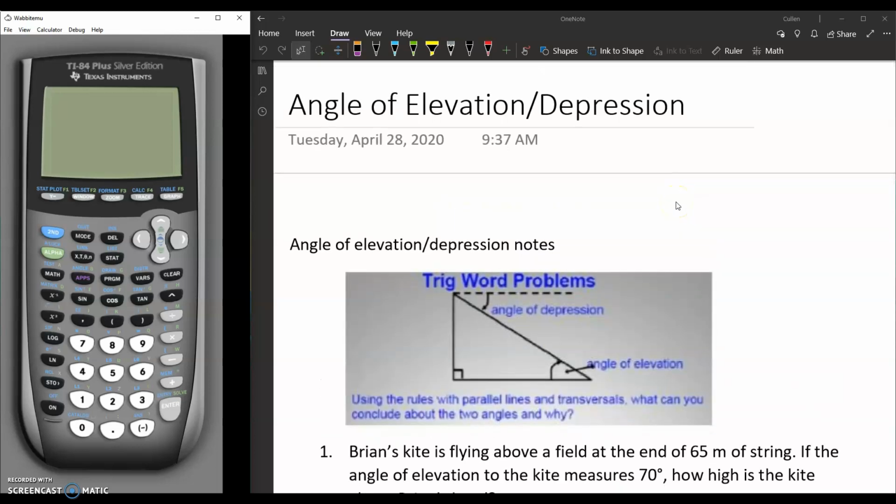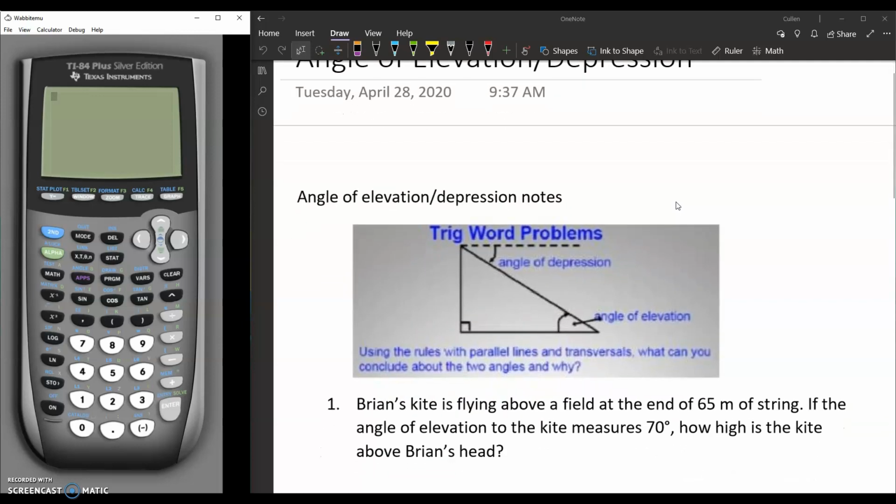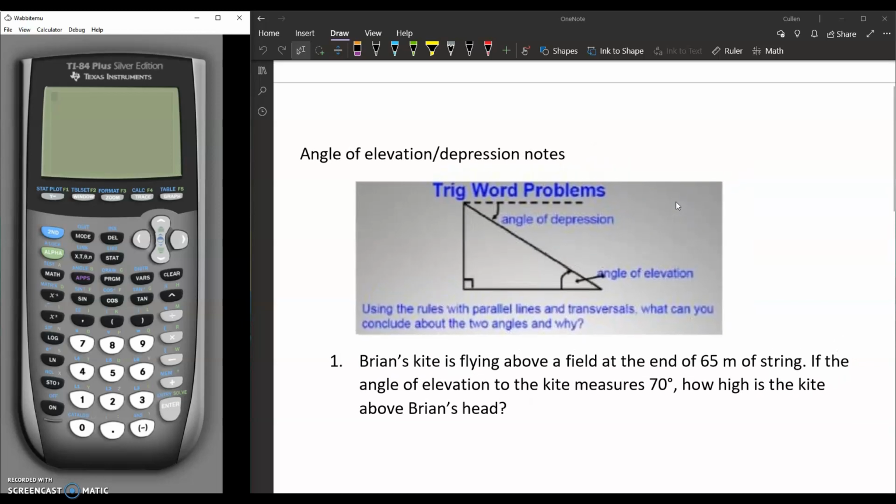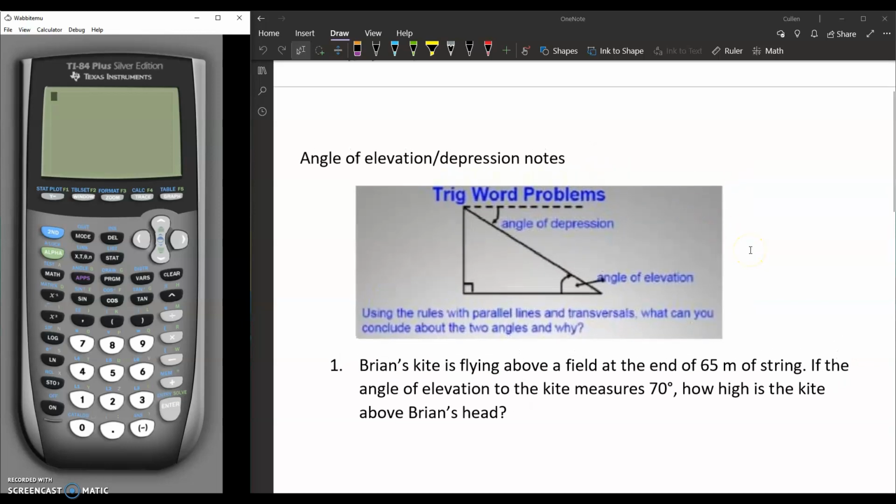Hey guys, today we're going to be talking about doing some more word problems. Today we're going to introduce two new words called the angle of elevation and the angle of depression. I've got a picture here that briefly talks about that because it is a little bit confusing, but as we go through and do the problems, it's really straightforward.